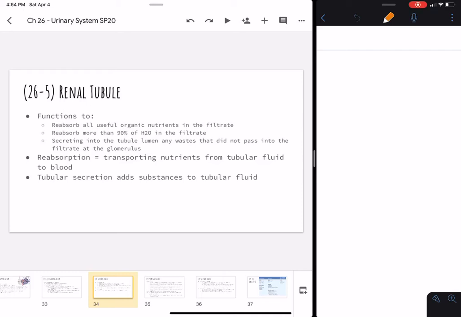Secreting into the tubule lumen, we're going to secrete in there any wastes that did not already get filtered at the glomerulus. As a reminder, reabsorption means that we're moving things from the tubular fluid through the simple squamous or the cuboidal epithelium of the renal tubule, and then back into the interstitial space, and then from the interstitial space into the bloodstream directly.